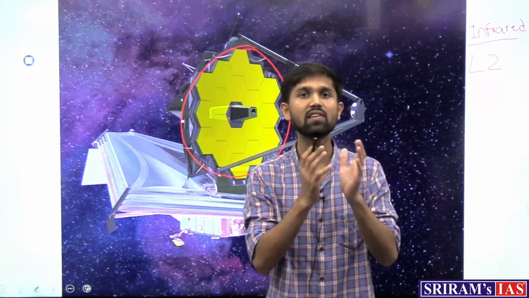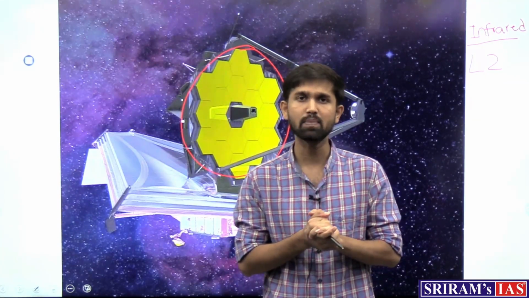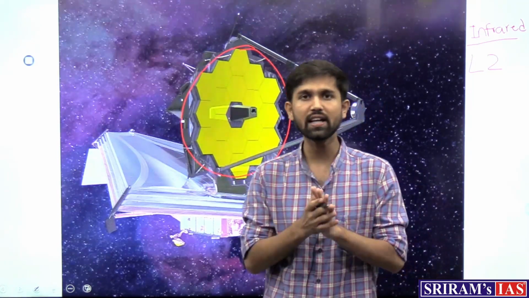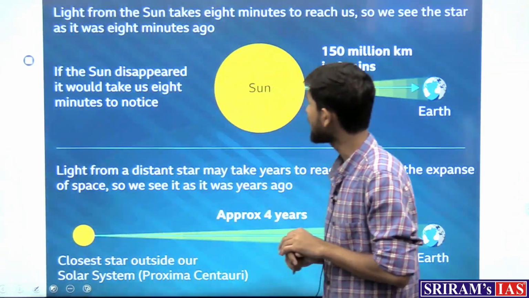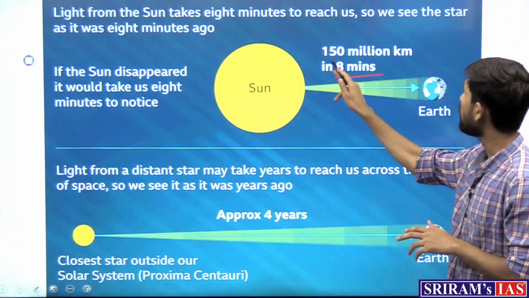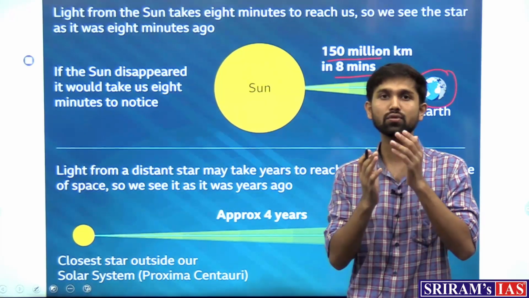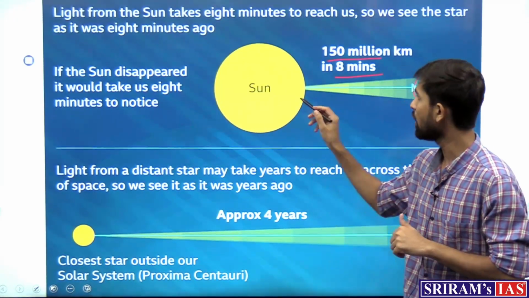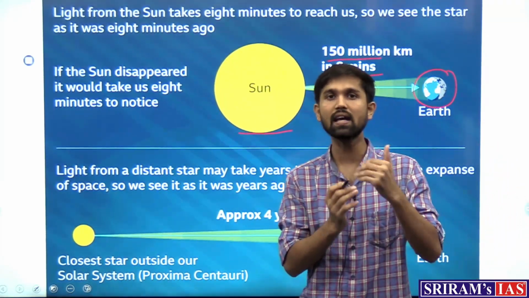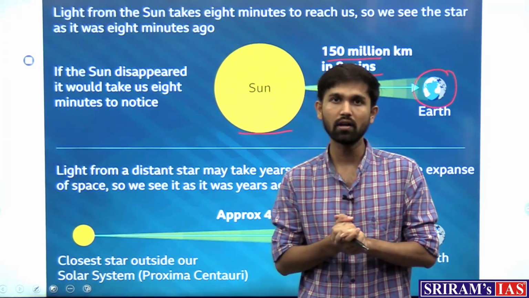But since light travels at a particular speed, right, we know that light travels around 3 lakh kilometers per second, if any object emanates light, it takes time for that light to reach us. Let's say for example, through this diagram, if the sun emits light, it takes 8 minutes to travel 150 million kilometers to reach Earth, which means that it takes 8 minutes for us to realize that the light from the sun is coming. Now let's say the next day the sun disappears, so it will take 8 minutes for us to realize that the sun has disappeared. This means that light takes certain time to travel in space.